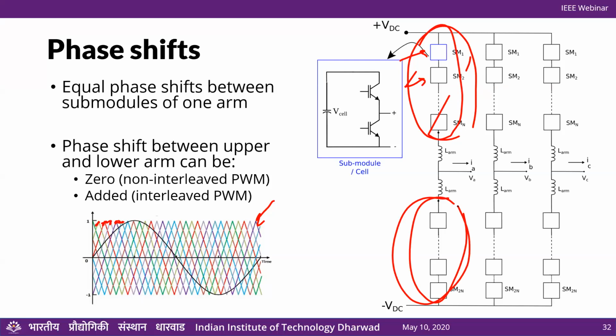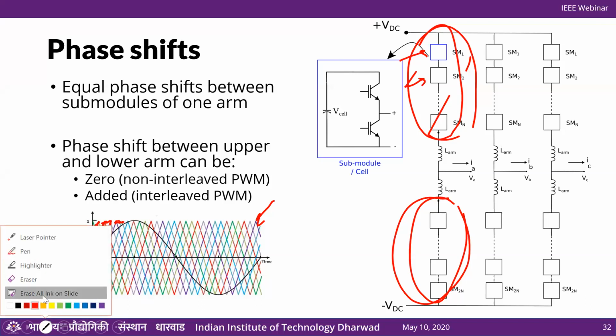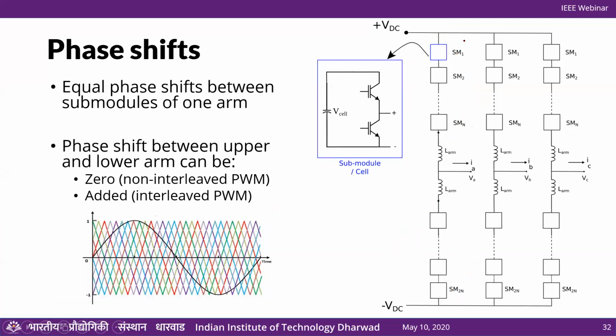Number of carriers equals half the number of modules, and we are done. But there is a method called interleaved PWM, where we can shift the carriers of the bottom module by half that gap. So essentially what we do is, let me just see if I can draw that here. So erasing on slide. So this is SM1.